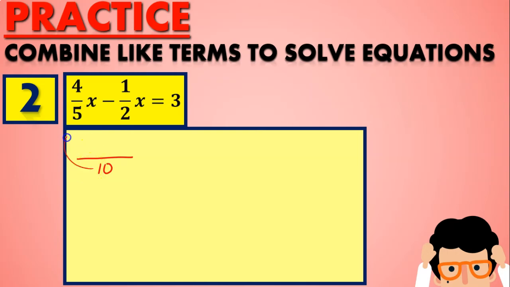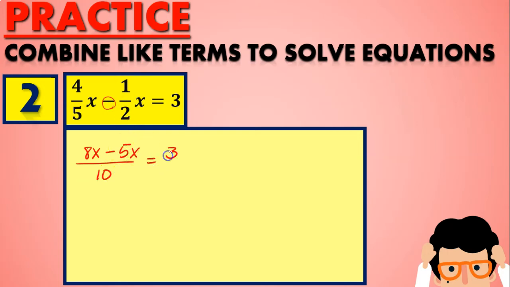10 divided by 5 is going to be 2, and 2 times 4 is going to be 8x, because we cannot forget that there's an x here. Then 10 divided by 2 is going to be 5. Multiplied by 1 is going to be minus 5x. So again, we have 10 divided by 5, 2 times 4, 8x, negative, because we have it here, 10 divided by 2, 5, 5 times 1, minus 5, and the x.